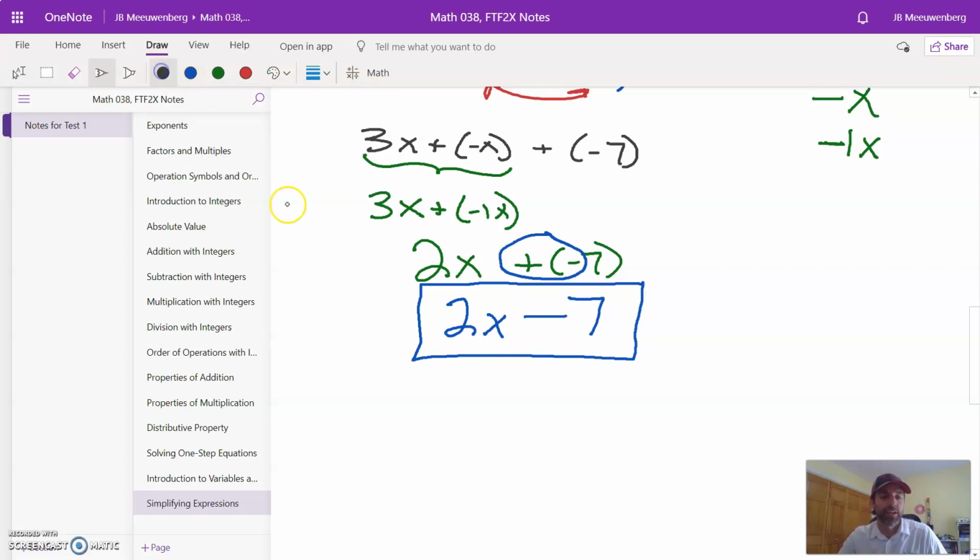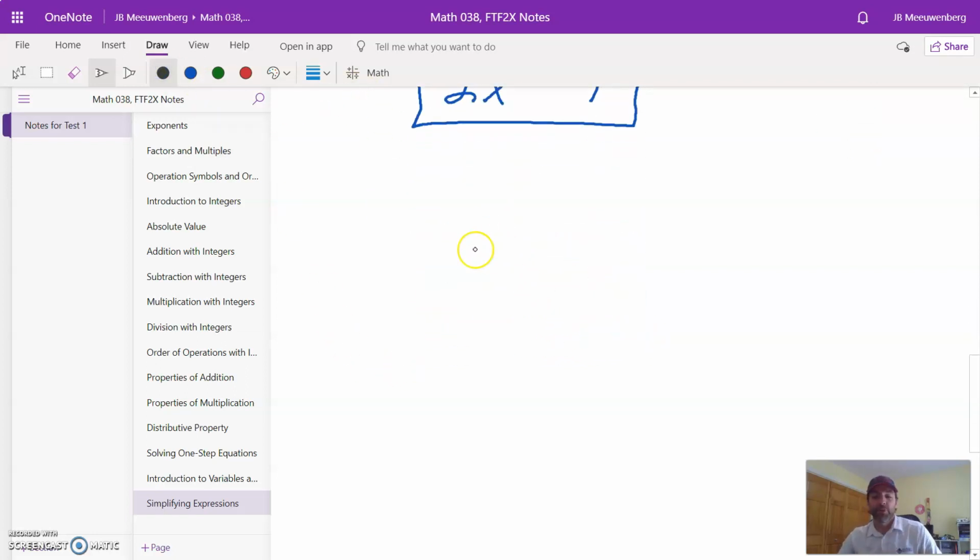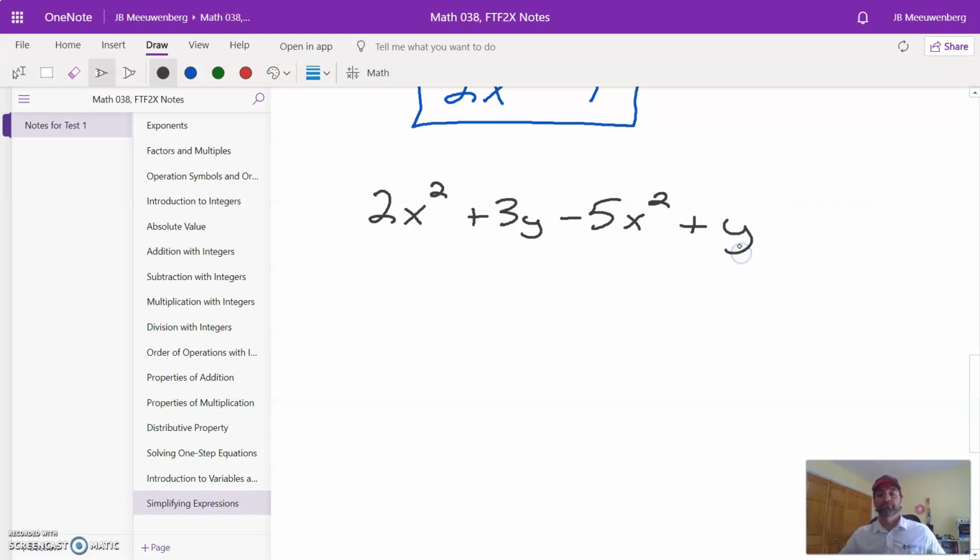Finally, when it comes to simplifying expressions, we might see different variables or variables with exponents in them. So let's say we have 2x squared plus 3y minus 5x squared plus y. So again, we have terms with x squareds in them, here and here. We have terms with y's in them, here and here. I'm going to get them next to each other. So I'm going to flip-flop these two terms around. So I'm going to bring my 2x squared down.